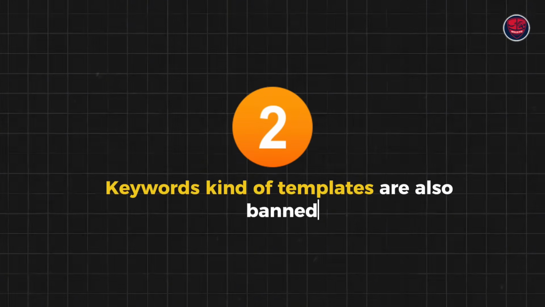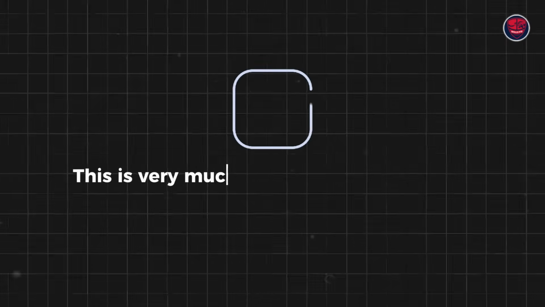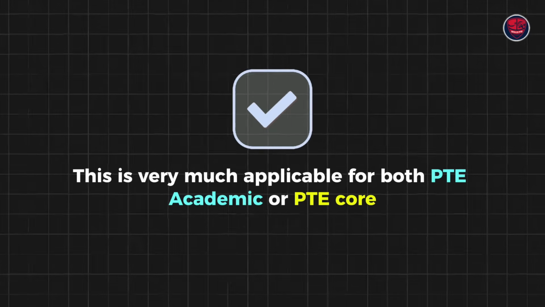That's the new update. The second thing is that keyword kind of templates are also banned. A keyword template is a template that just gives you one blank to fill, one blank to fill, one blank to fill, dash, comma, dash, comma, dash. It is very easy to speak that. Remember, whatever comes so easy will not last long. That is very much true in your PTE exam as well. This is applicable for both PTE Academic and Core.